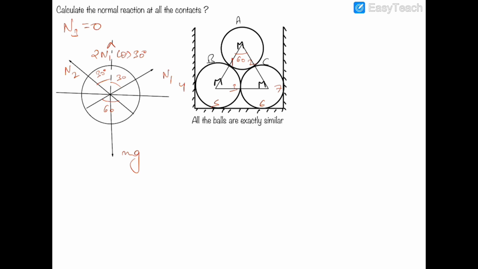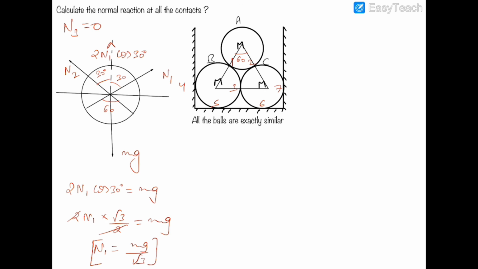Now 2N1 cos 30 will be balancing out mg, and 2N1 cos 30, with cos 30 being root 3 by 2, would be equal to mg. Now cancelling out 2 and 2, N1 will be equal to mg upon root 3.